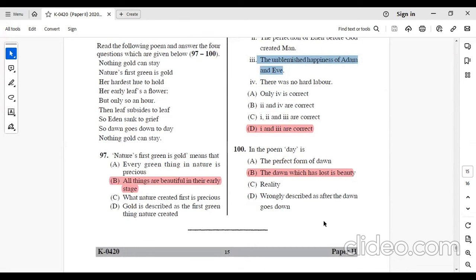So friends, this is how I have solved this question paper based on the answer key provided by the University of Mysore, the coordinating university for this KSET examination. This is the question paper of 2020, Paper 2.